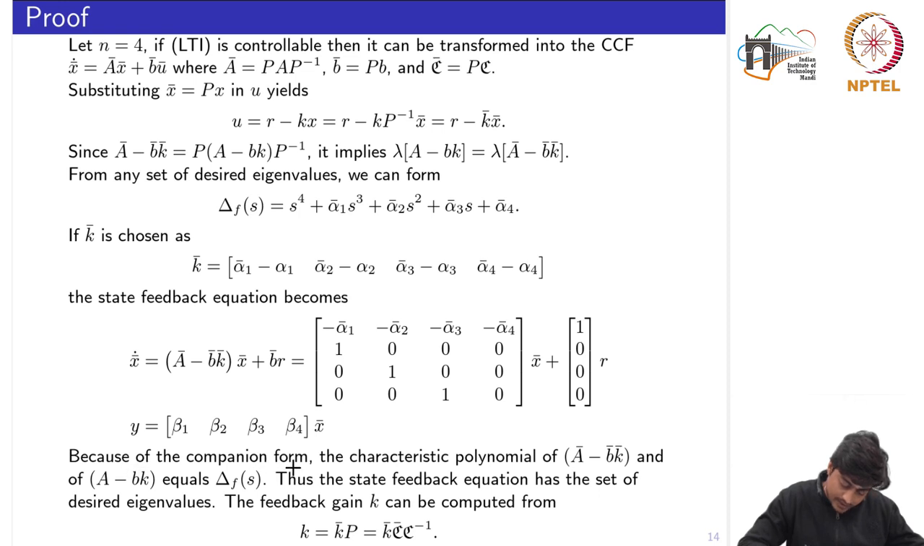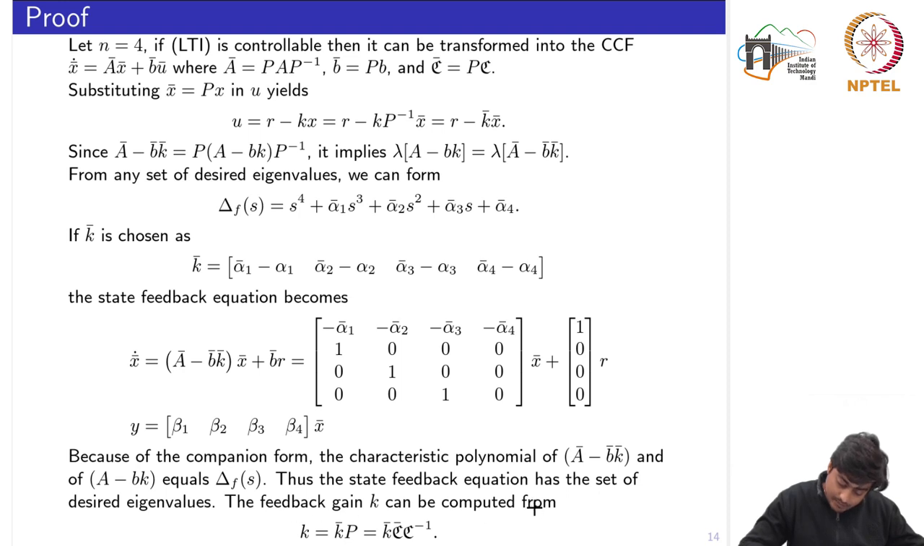Because of the companion form, the characteristic polynomial of A bar minus B bar K bar and of A minus BK is the same. Under any transformation, the eigenvalues do not change. If the eigenvalues do not change, then the characteristic polynomial would also not change. Thus the state feedback equation would definitely have the set of desired eigenvalues.